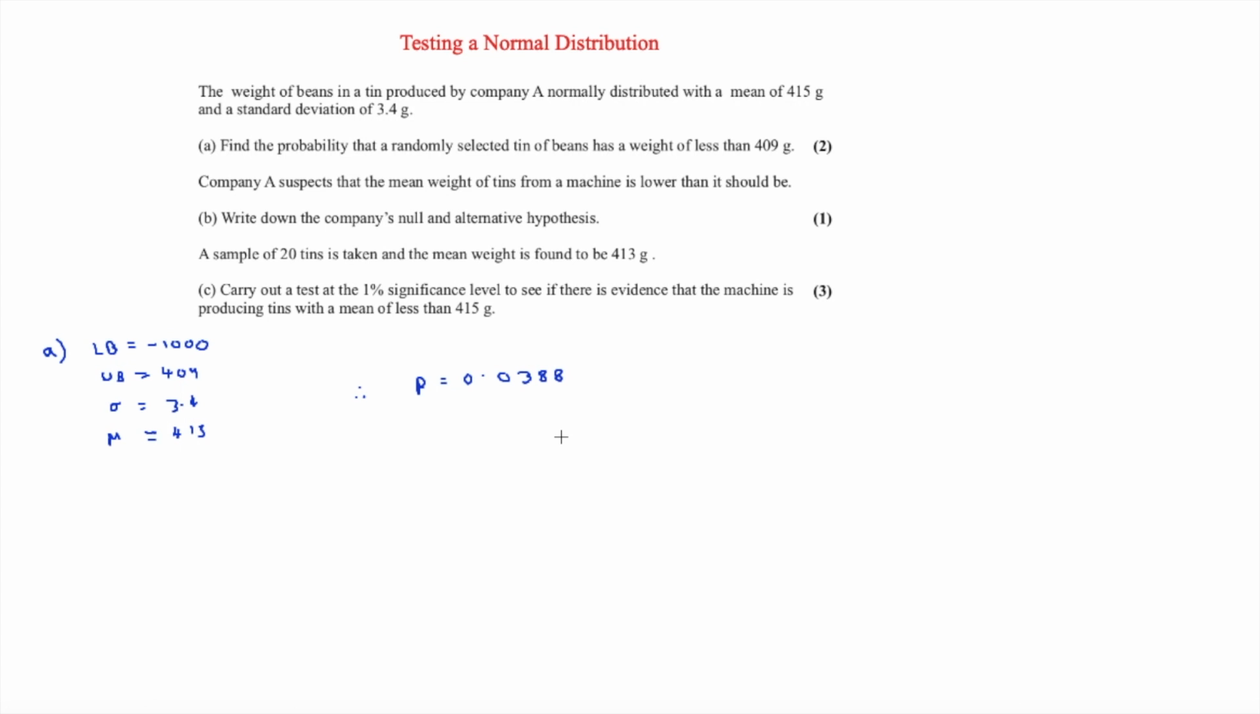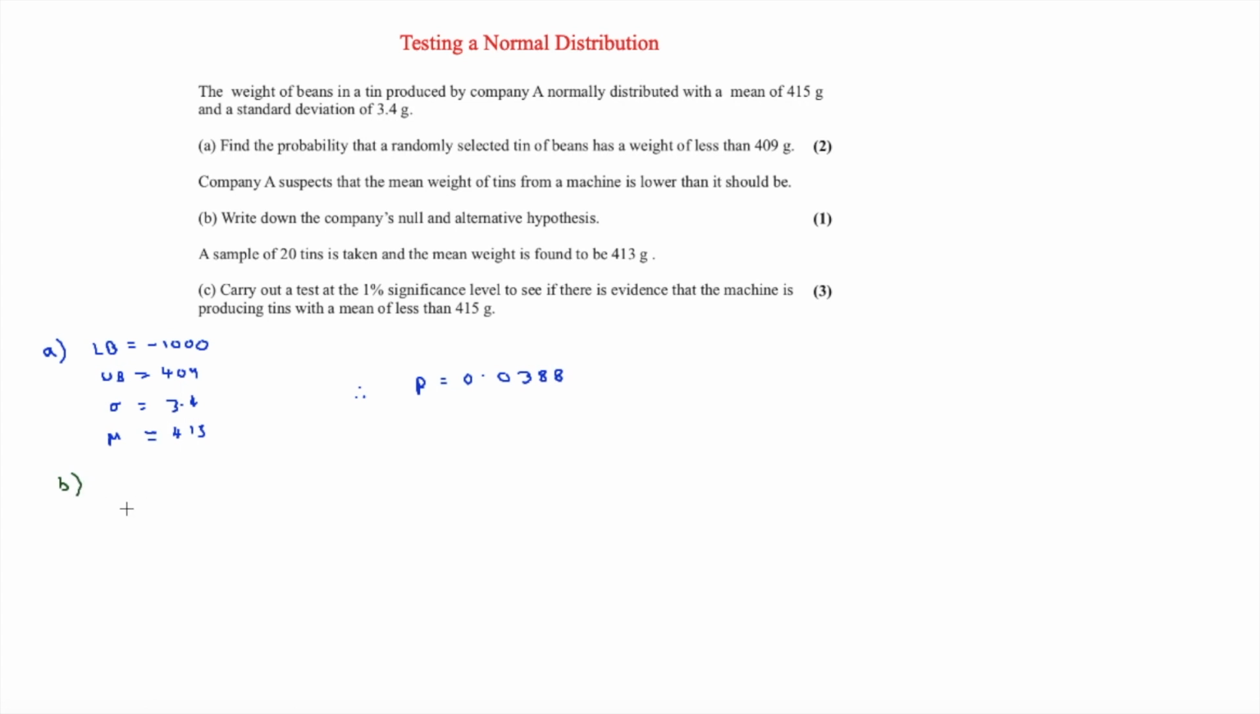Next question: company A suspects that the mean weight of tins from a machine is lower than it should be. Here we have to write down a null and alternative hypothesis. The null hypothesis is the assertion that the population the sample is taken from has a particular mean. So H0 says the mean is equal to the hypothesized mean.